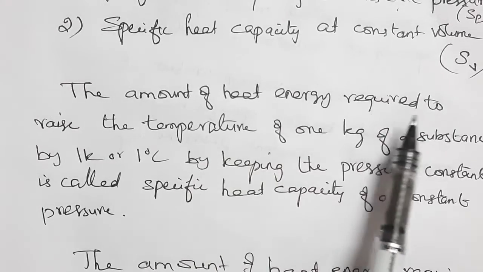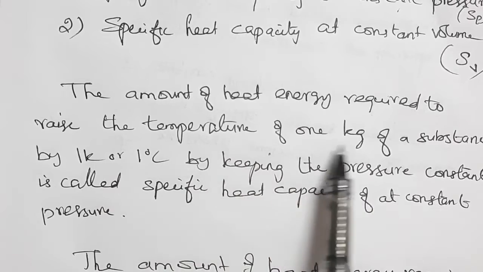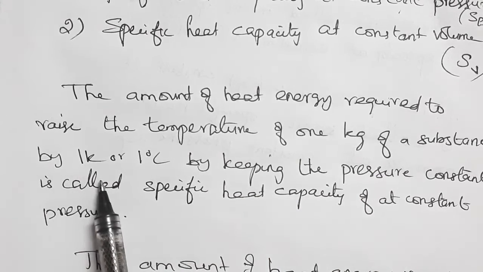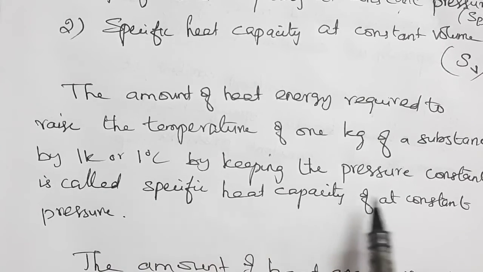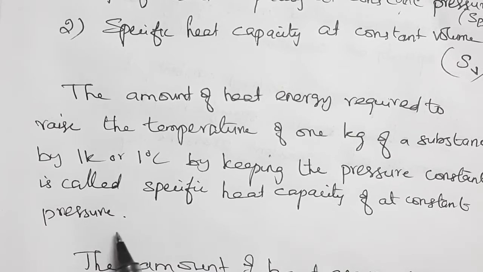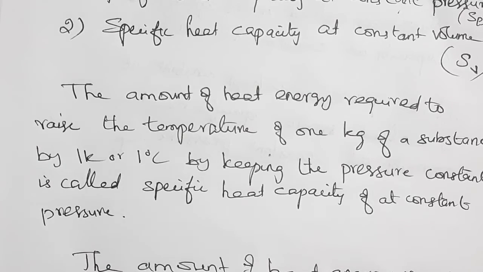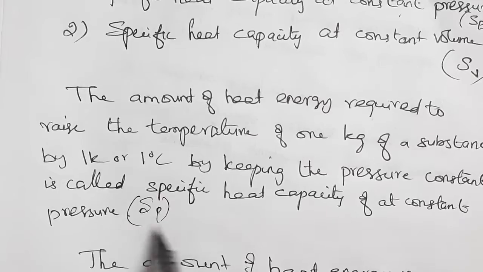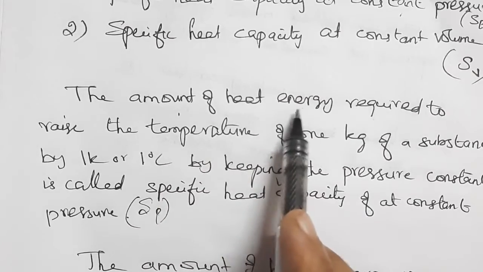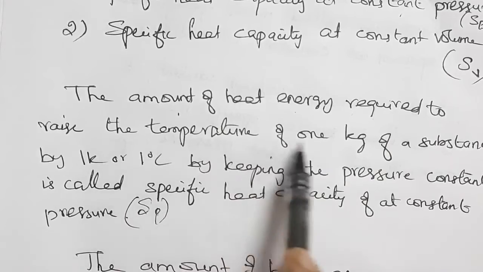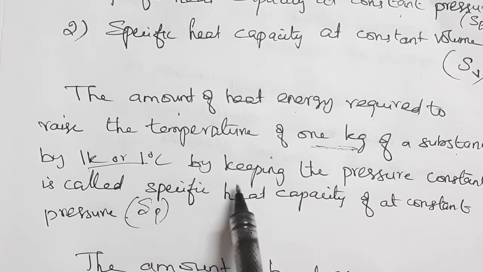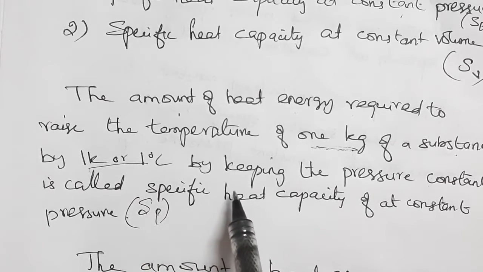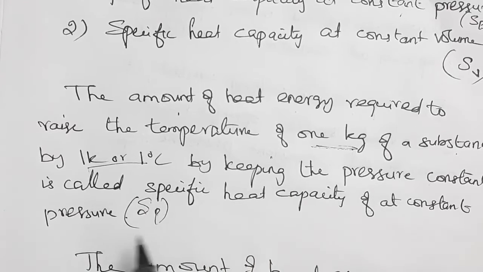The amount of heat energy required to raise the temperature of 1 kilogram of a substance by 1 Kelvin or 1 degree Celsius by keeping the pressure constant is called specific heat capacity of gas at constant pressure, Sp.